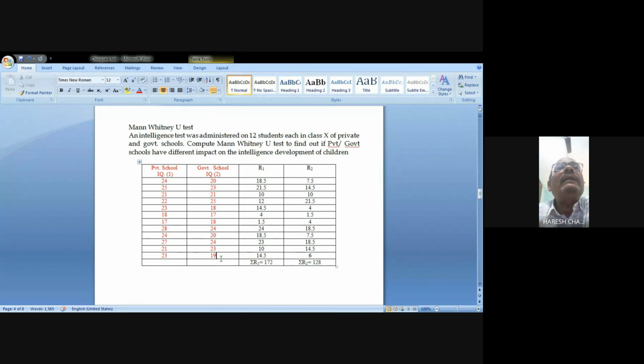Now in both these data, what is the lowest number? 17, sir. How many 17 are there? 2. That means rank 1 and rank 2 are to be assigned to 17. Rank 1 plus rank 2 divided by 2 is 1.5. 17 will get 1.5 rank. Do you see? This is the first group ranking, and this is the second group ranking.